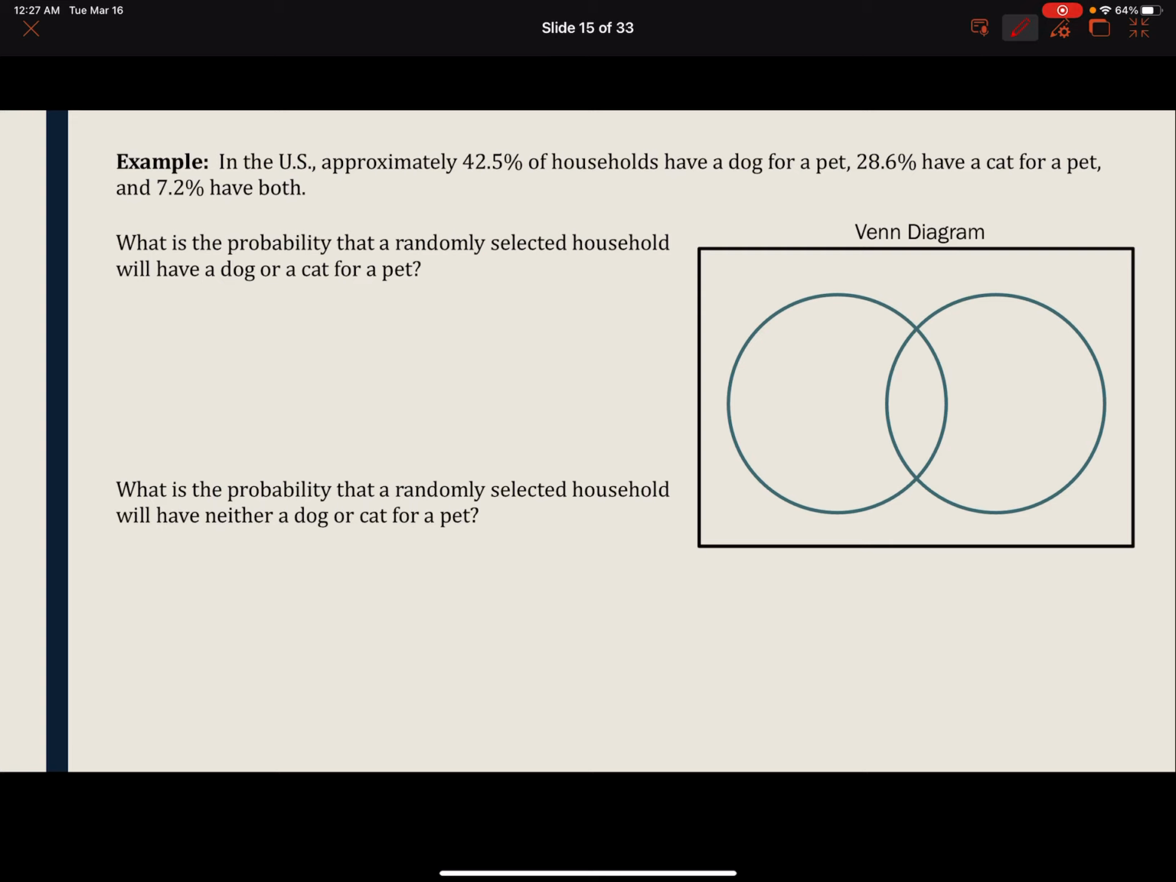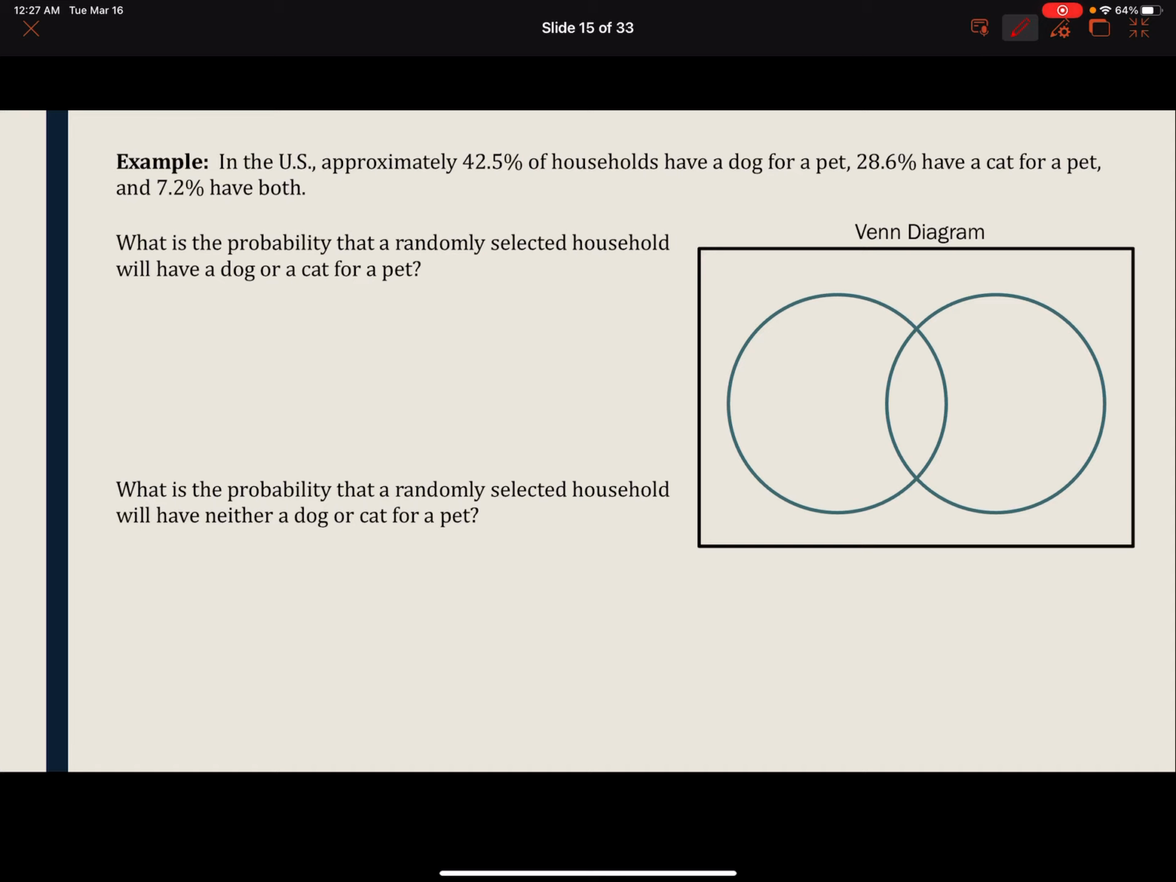So we have another Venn diagram here. In the US, approximately 42.5% of households have a dog for a pet, 28.6% have a cat for a pet, and 7.2% have both. What is the probability that a randomly selected household will have a dog or a cat for a pet? I'm trying to bring in some review problems here. We'll look at an or question, and then the next question is a complement question. So let's set up the diagram.